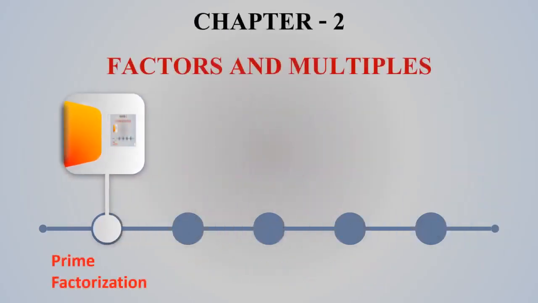Today, we are going to start chapter 2, Factors and Multiples. In this chapter, our first topic is prime factorization. Let's solve some questions. Write the prime factorization of question number A, 441.